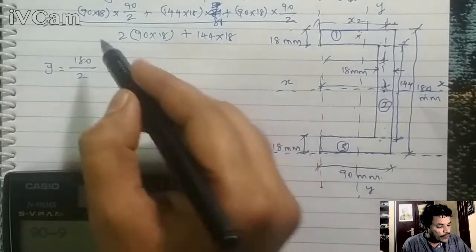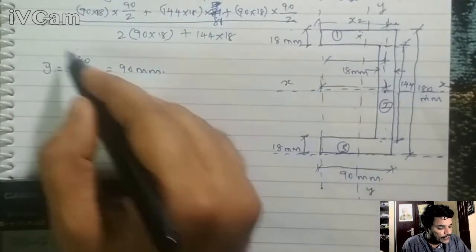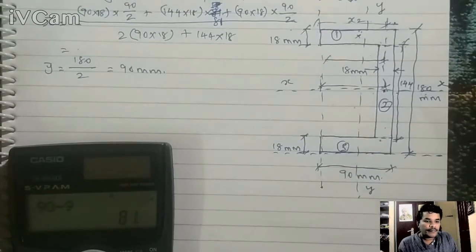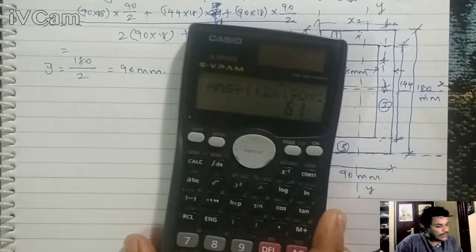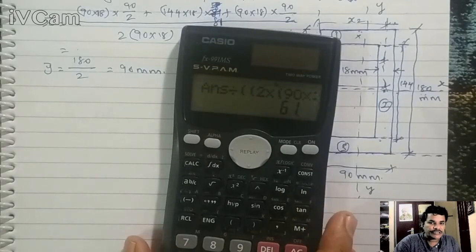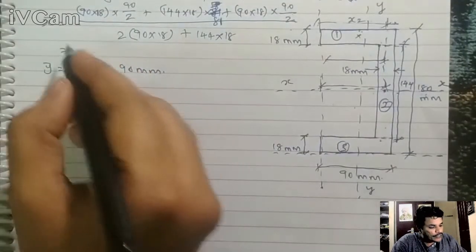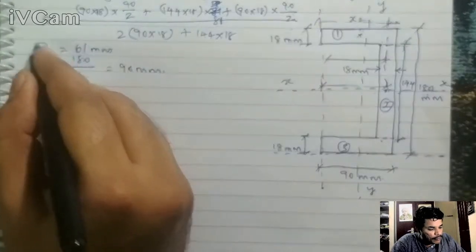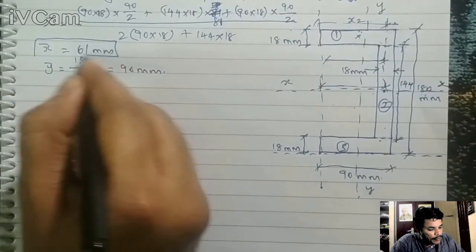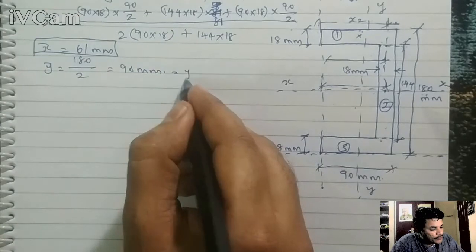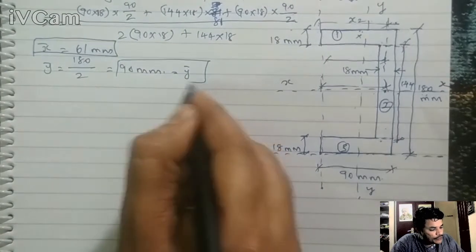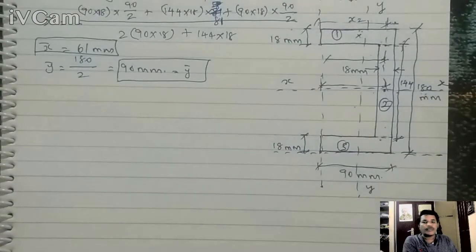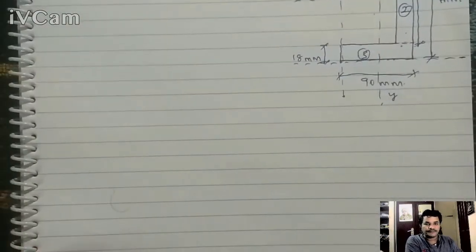So now I am going to calculate this x bar value. I have calculated the x bar value. It comes around 61 mm. So x bar equal to 61 mm and y bar equal to 90 mm, that is 180 by 2, 90 mm. Next, I am going to calculate the moment of inertia of this section.